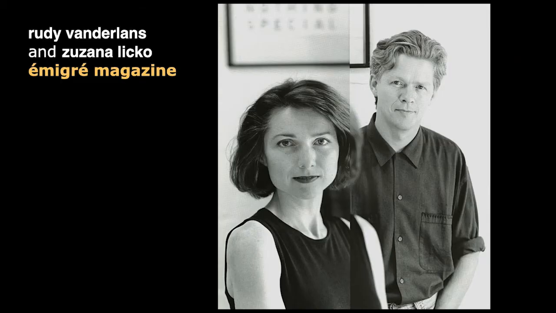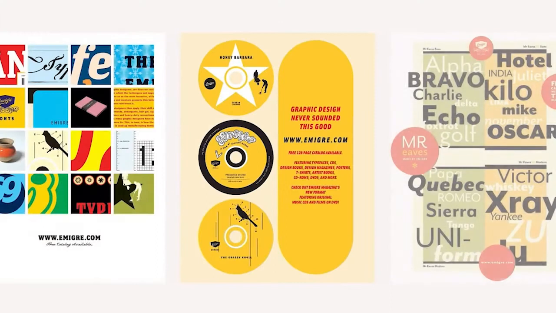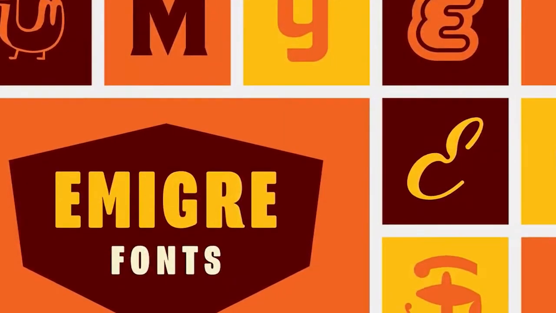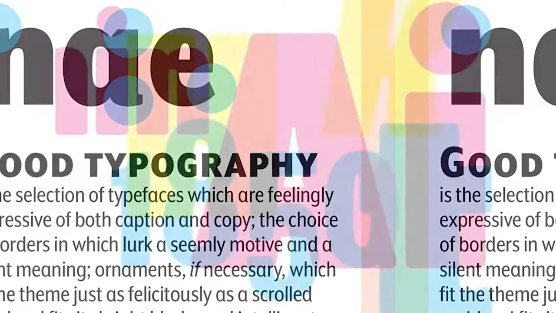These two, Rudy Vanderlands and Zuzana Licko, are famous for founding Emigre magazine. Licko was born in Czechoslovakia and moved to the U.S. at age 7, while Vanderlands is Dutch and came to California at age 26 to study photography. They met at UC Berkeley and founded the experimental magazine Emigre to explore the possibilities of design using new digital tools. After all, everyone was a stranger in a new land, the new land of digital design.